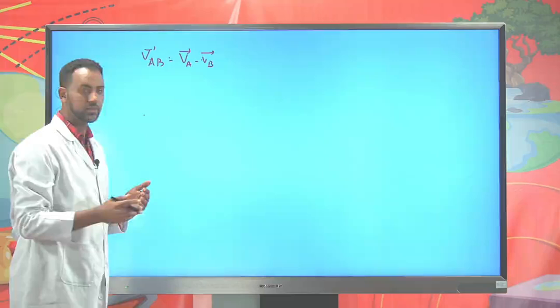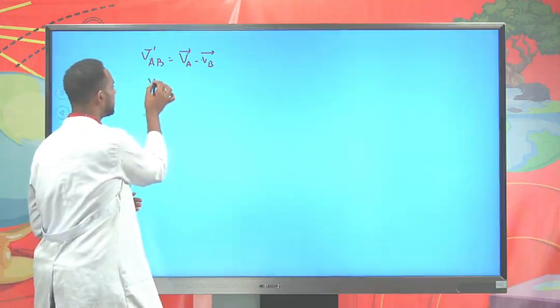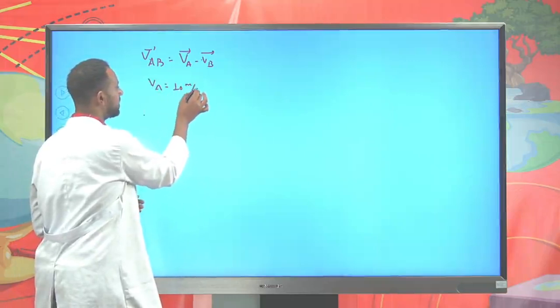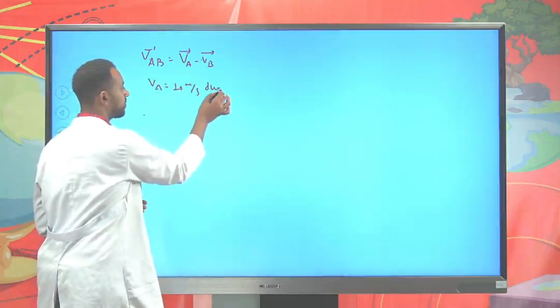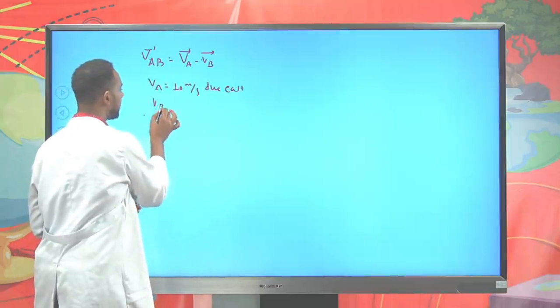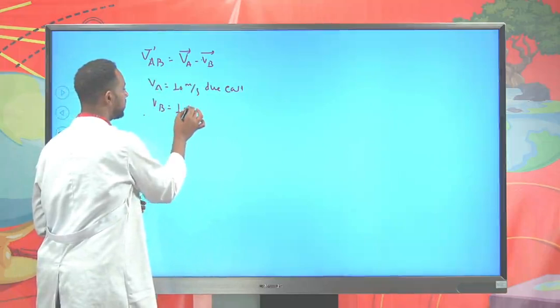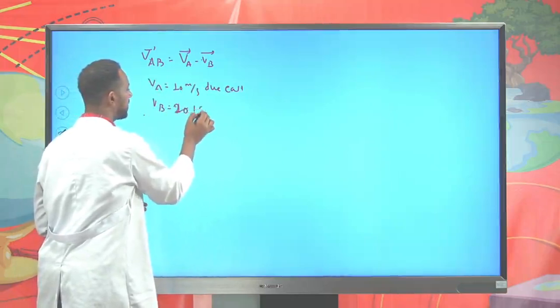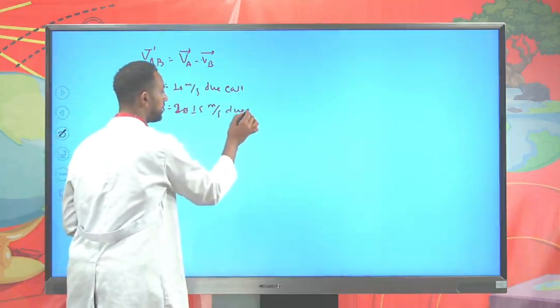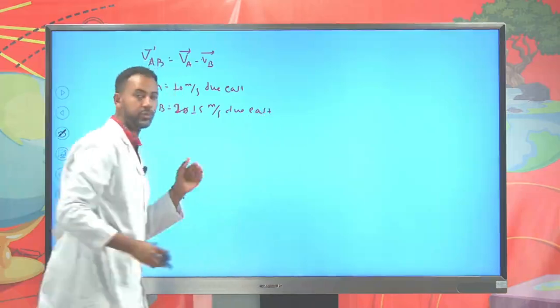Let's assume that two cars are heading along the same direction. Car A is heading with 10 meters per second due east. Let's say that this is in this direction. And again, let's take another car. Car B is heading with, let's say, 15 meters per second due east again. Both are heading due east.